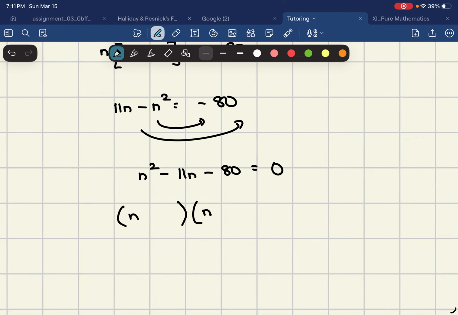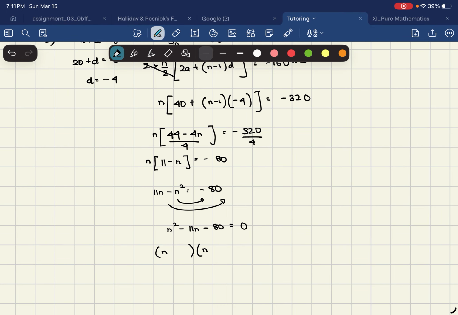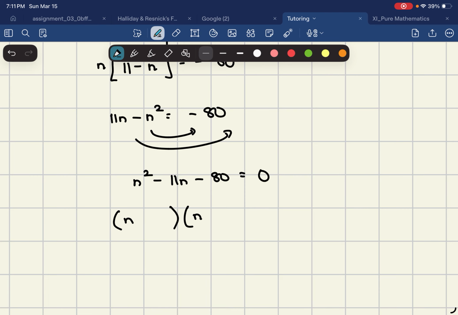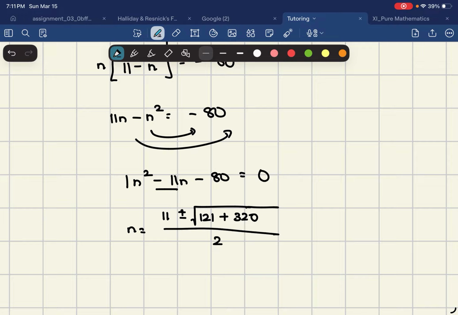Or we can just use the quadratic formula. I think that would be easier. So n would be minus b, which is minus of minus 11, plus or minus the square root of 11 squared, 121, minus 4 times 1 times negative 80. So that is going to be plus 320 all over 2. 2 times a is just 2 in this case.